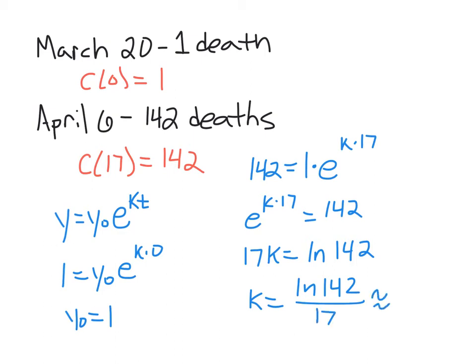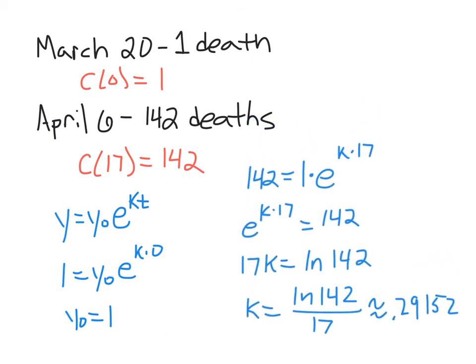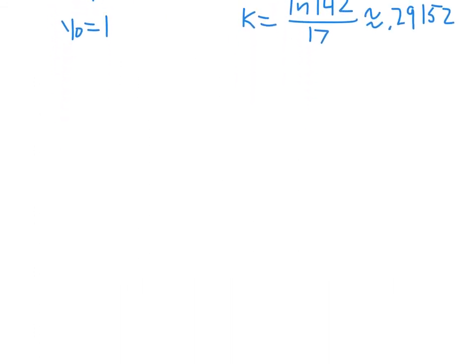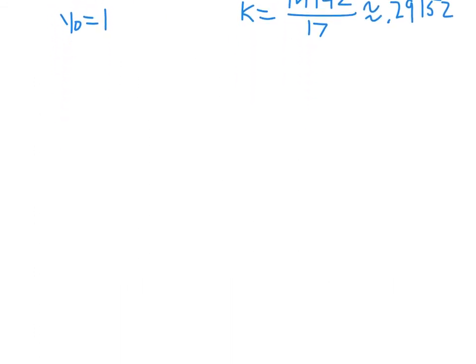And the approximation is 0.29152. And again, I'm using this value to write the equations, but when I do all my computations, I'm using this more exact value. So now what we have is our exponential model for deaths in Ohio, and t is still in days here. Our initial value of 1, so I'm going to leave that off.